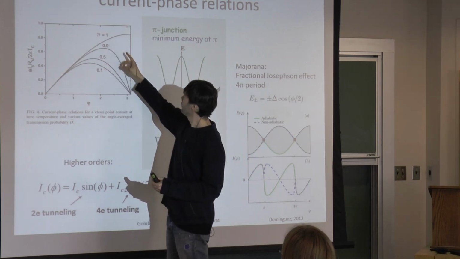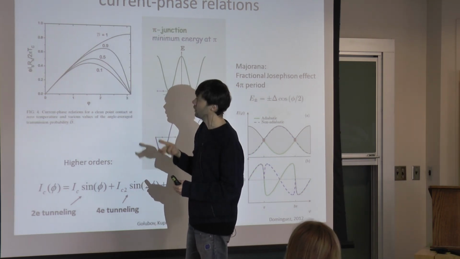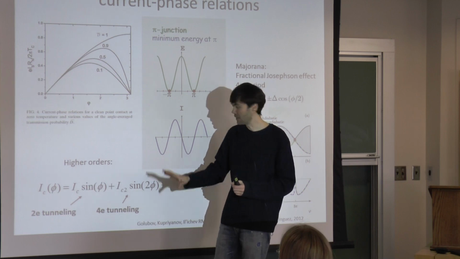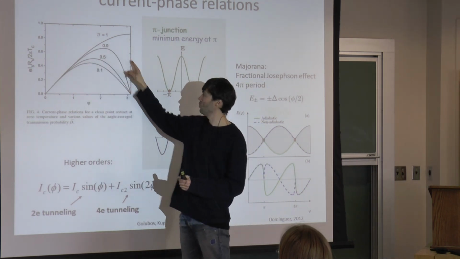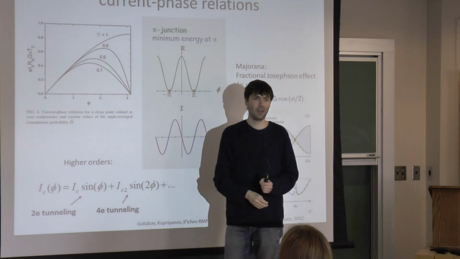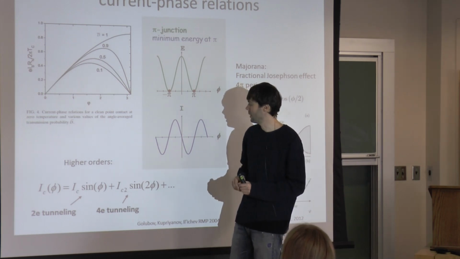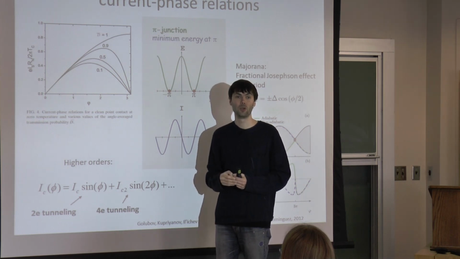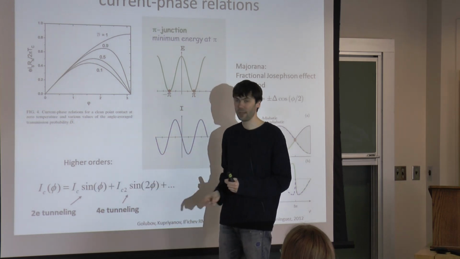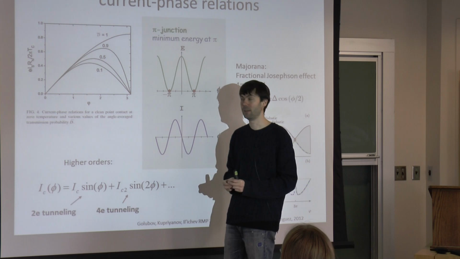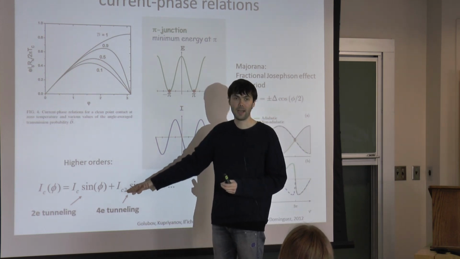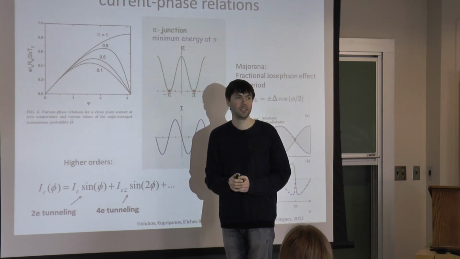And now this function up here, you can think about it as a straight line, or you could also decompose it into harmonics of a sine function. If sine function is your base, these skewed functions will simply have higher harmonics in addition to sine. And these higher harmonics have an interesting interpretation. You can interpret them as higher order processes of Cooper pair tunneling. If a single Cooper pair tunneling gives you the sine phi term, the sine 2 phi term is like two Cooper pairs tunneling. And you can make those processes dominate in clean structures. So you can observe higher order Josephson effects in specially designed experiments.